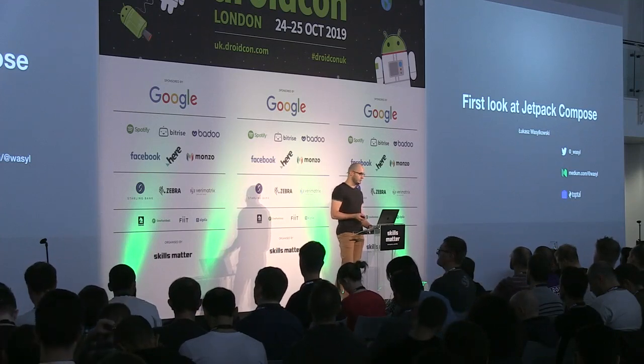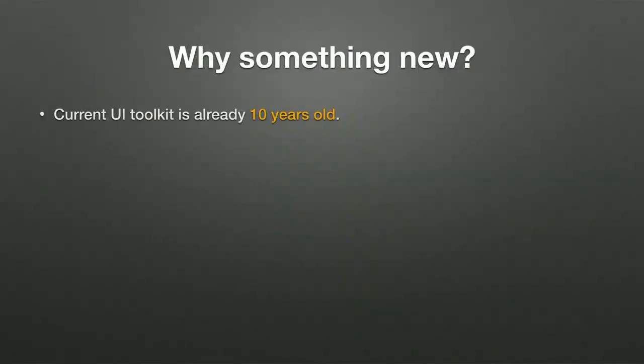I prepared slides yesterday, so they might be out of date already. It just can happen. So why do we need something new? First of all, the current Android UI toolkit is already over 10 years old. And it was built with constraints that were there 10 years ago, and for devices that were built 10 years ago. And most of them are not really relevant anymore. So 10 years old is an eternity in software, and more so with 10 years of backwards compatibility, which Google had to maintain, because Android devices aren't really updated that often, if ever.